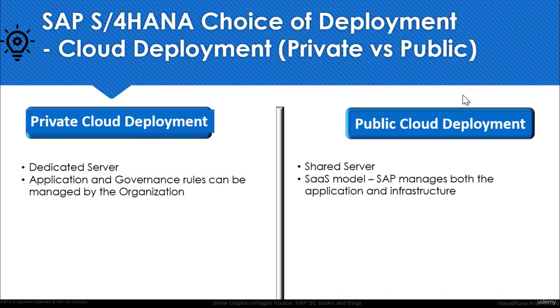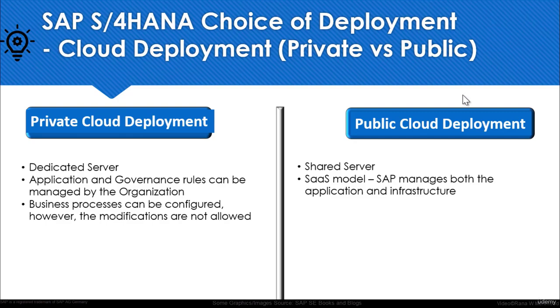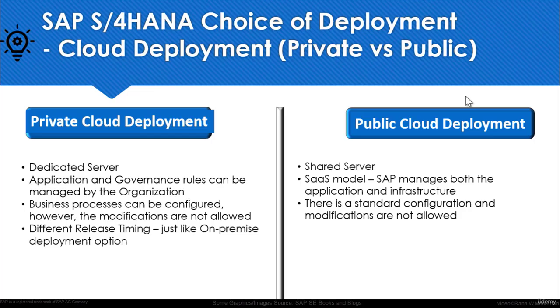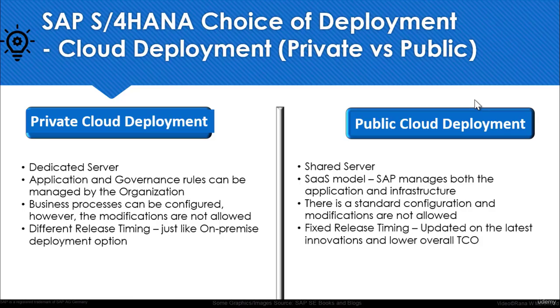SaaS is the abbreviation of software as a service, where SAP manages both the application and infrastructure. Business processes can be configured, however, modifications are not allowed. And in public cloud deployment, there is a standard configuration and modifications are also not allowed. In private cloud deployment, there is different release timing for new versions from SAP, just like the on-premise deployment option, which we have just discussed. Public cloud has fixed release timing, updated on the latest innovations, and lower overall total cost of ownership.